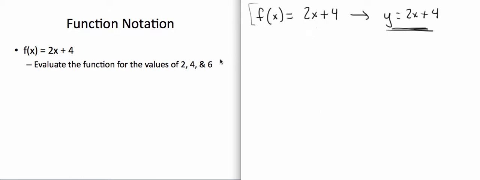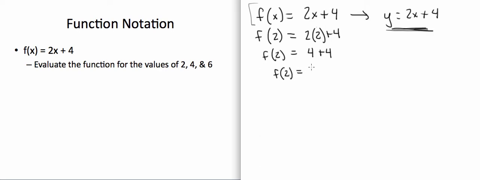So they're asking us to evaluate the function for the values 2, 4, and 6. How our work's going to look is we've got the function evaluated at 2. This is never going to change over here on the left-hand side, and we place the 2 in for the x. So we've got f of 2, or the function evaluated at 2, is equal to 2 times 2, which is 4. Add that to 4. So f of 2 is equal to 8.